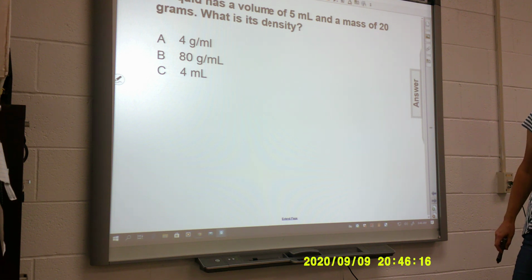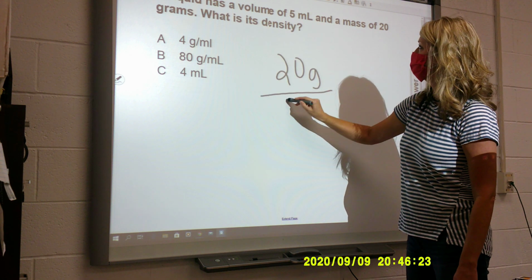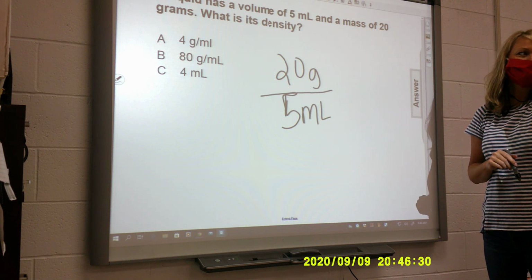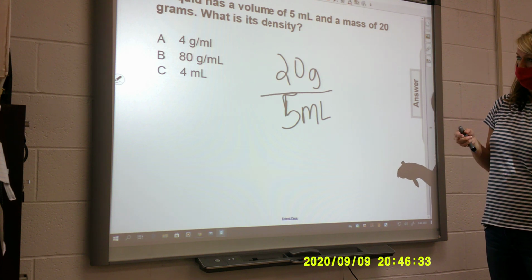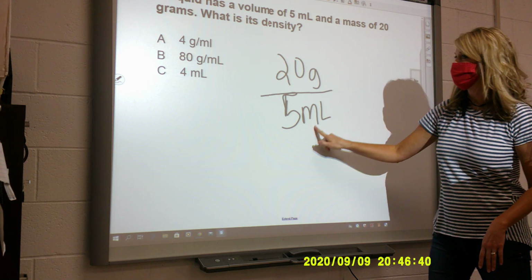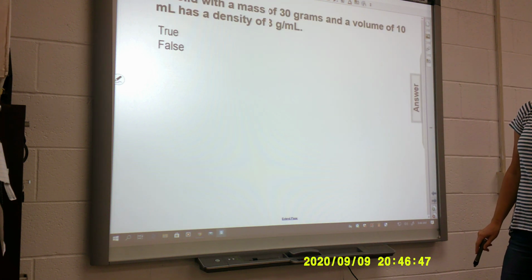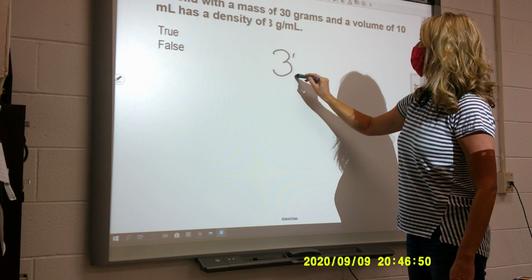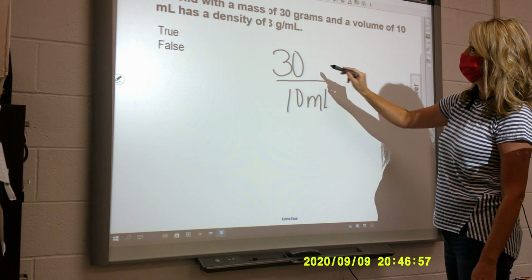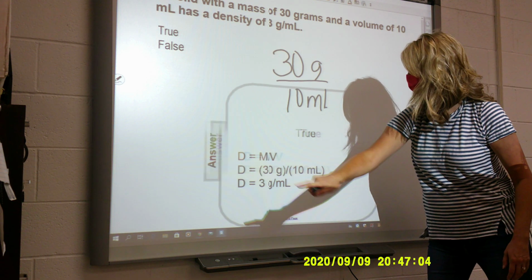A liquid has a volume of 5 milliliters and a mass of 20 grams. So 20 grams, 5 milliliters. What's my answer? You can do that one in your head. Yes, A, 4 grams per milliliter. A solid has a mass of 30 grams and a volume of 10 milliliters. So 30 grams divided by 10 milliliters. Does it have a density of 3 grams per milliliter? True or false? True. It does.